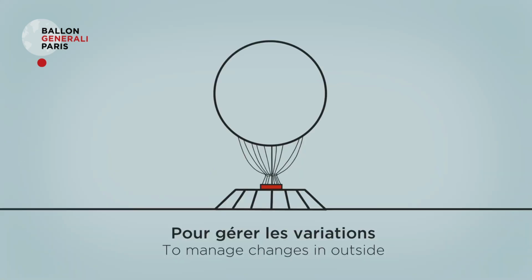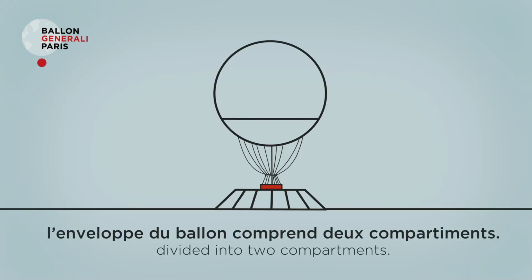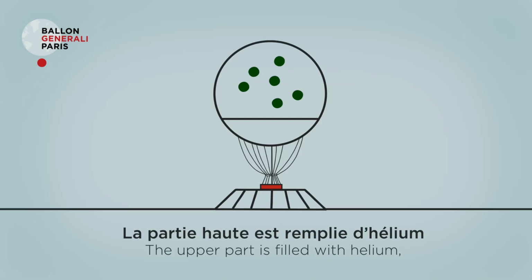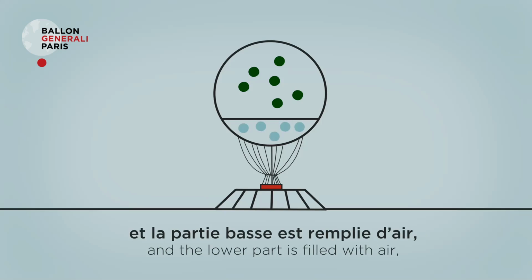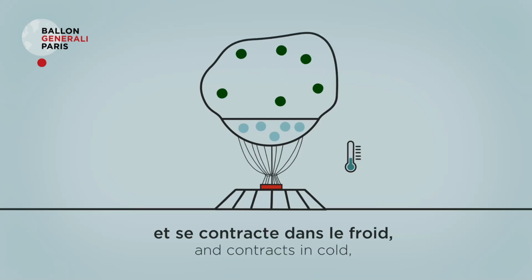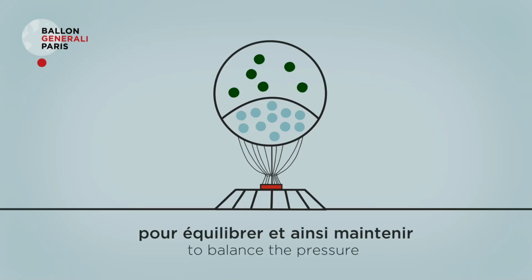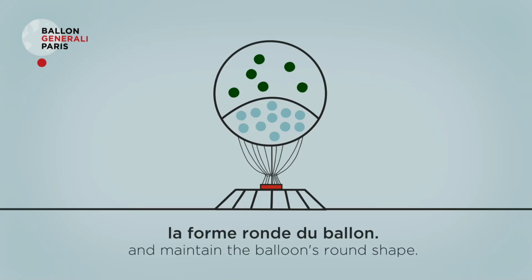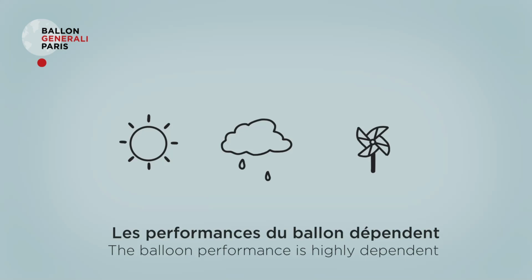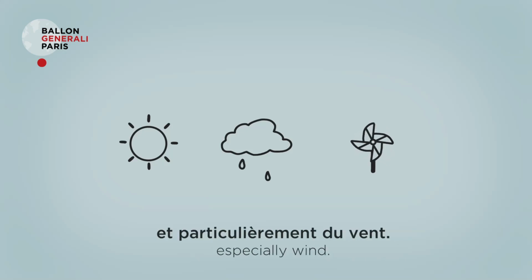To manage changes in outside temperature, the balloon's envelope is divided into 2 compartments. The upper part is filled with helium, and the lower part is filled with air. Since helium expands in heat and contracts in cold, air is added or removed to balance the pressure and maintain the balloon's round shape.